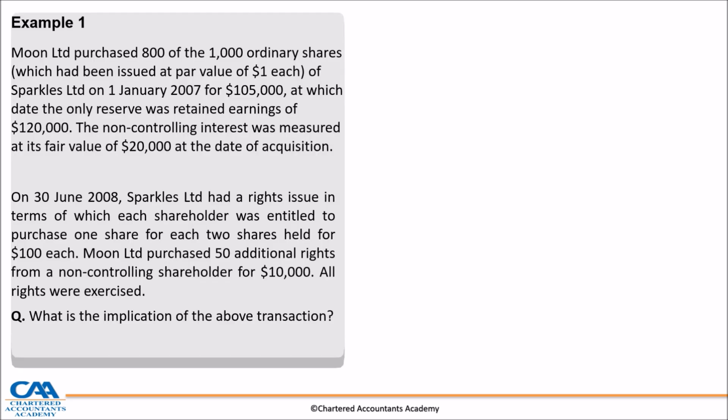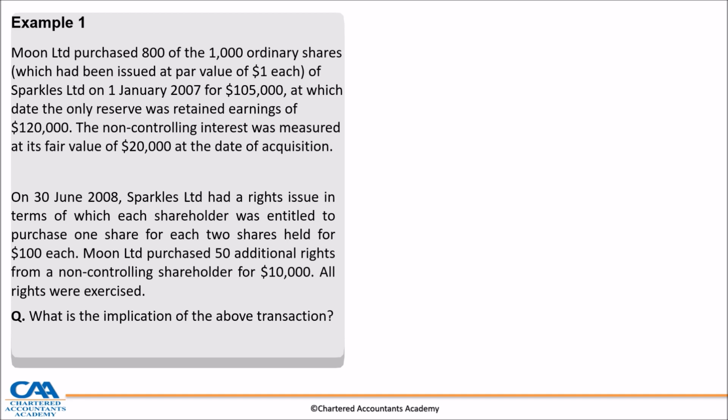So we've got a number of examples from the module. Example 1. In example 1, we've got Moon Limited, which is the acquirer, who purchased 800 over 1,000 shares for $1 each. Subsequent to that, on 30 June, Sparkles, the subsidiary which was acquired, has a rights issue in terms of which each shareholder was entitled to purchase 1 share for each 2 shares held. Moon purchased 50 additional rights from non-controlling interest. All rights were exercised. Now, the most important thing is, what is the implication of the above transaction?